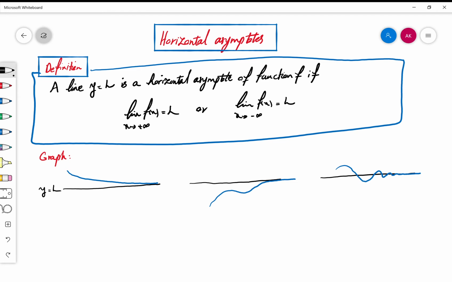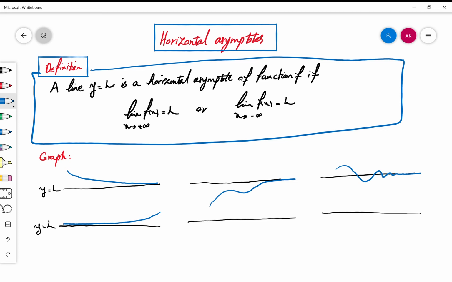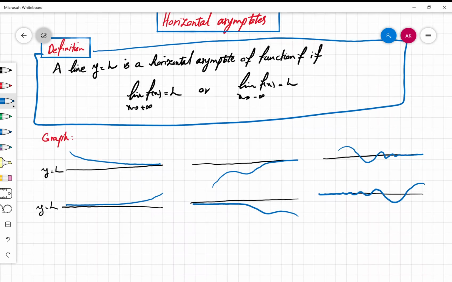Let me do one more at least for the negative side. So y equal to L. We can do all three here. As x goes to negative infinity, the graph gets closer and closer to L, or it can be something crazy like that, where it intercepts and gets closer and closer to y equal to L.